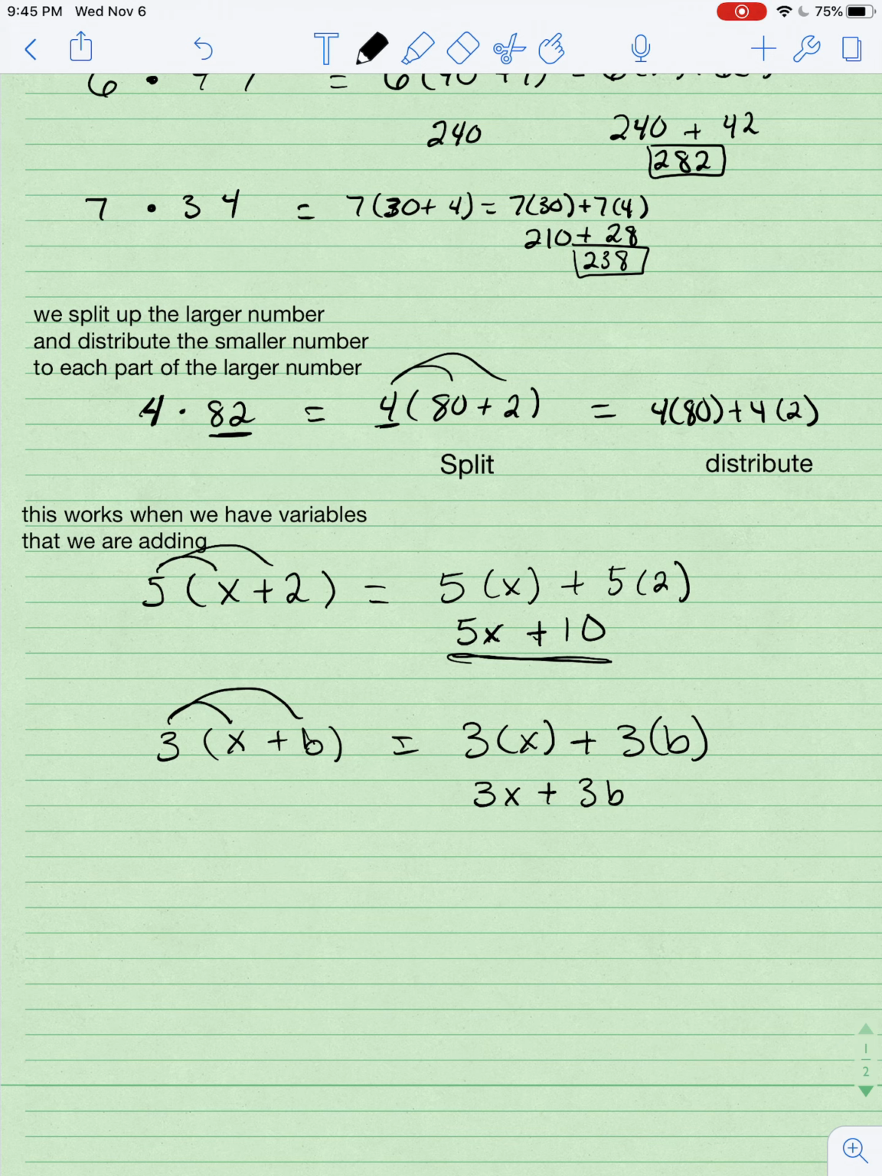And that's it for distributing and using the distributive property.